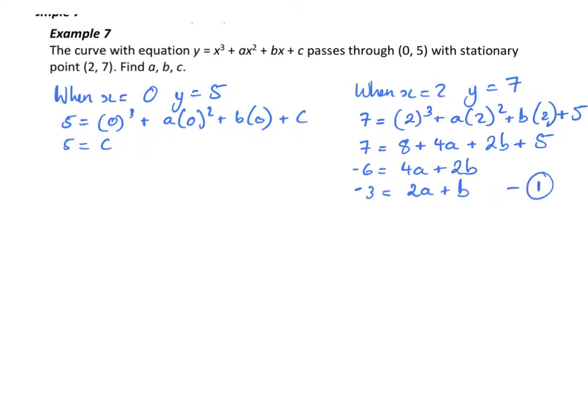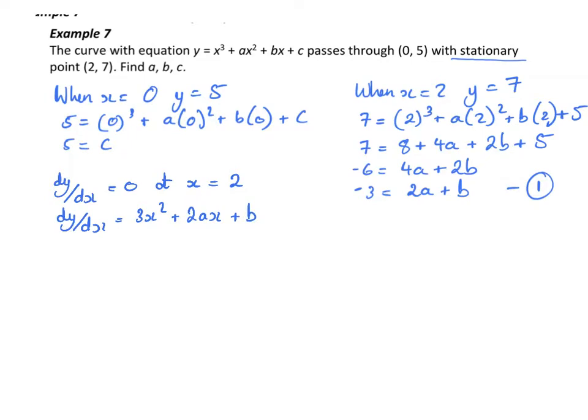Now obviously we've got two unknowns, we need to come up with one more equation. So where do we get the information for that? Well, we're still going to use that same bit of information because we know that there is a stationary point there. So using that information again, but in a different way, we know that dy/dx is equal to 0 at x equal to 2. So dy/dx, something we need to find. So we've got 3x squared plus 2ax plus b.